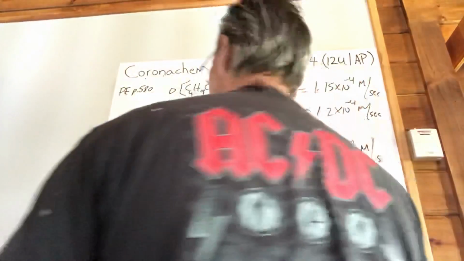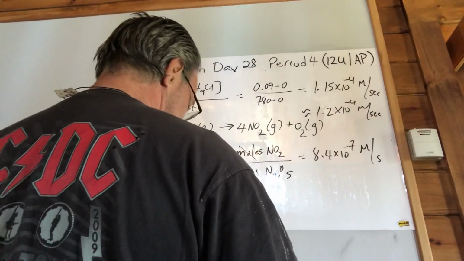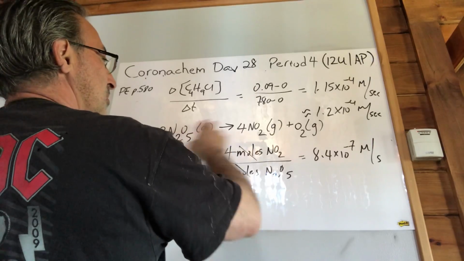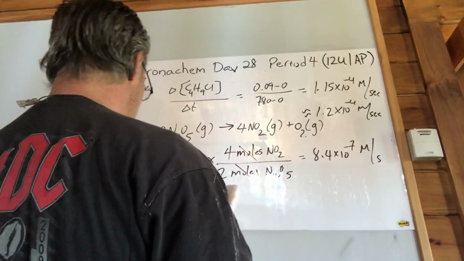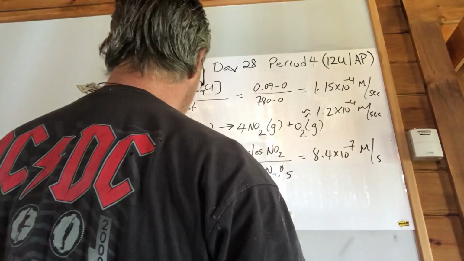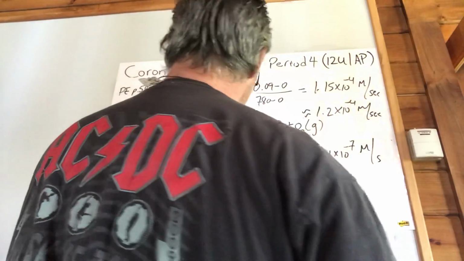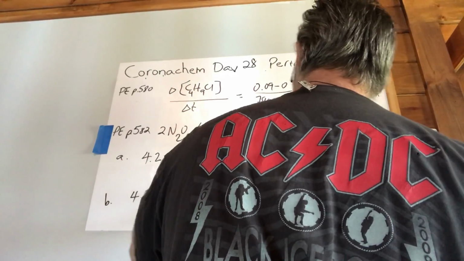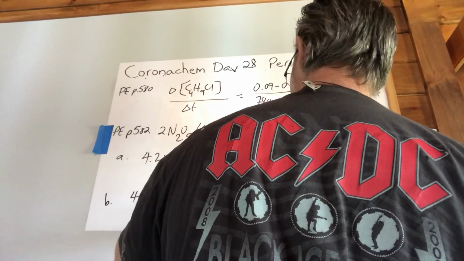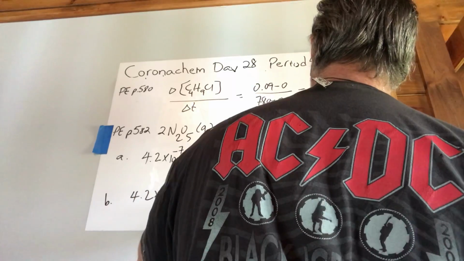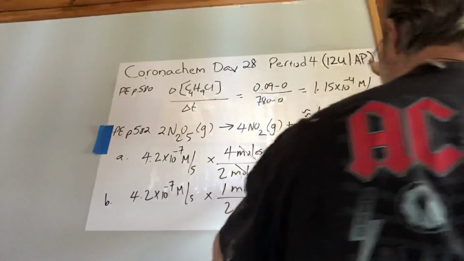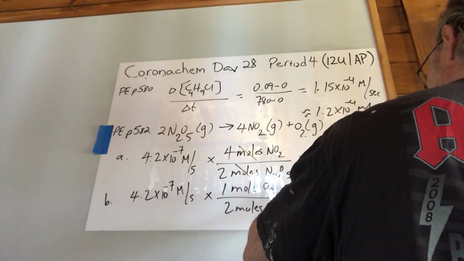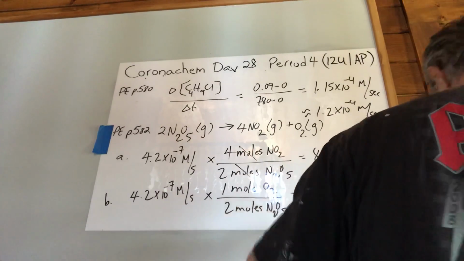For part B, they ask what is the appearance rate of oxygen. So now 2 moles of this disappearing gives you 1 mole of that appearing. So 4.2 times 10 to the negative 7, again molarities per second, times 1 mole of O2 appearing for every 2 moles of N2O5 disappearing, because you're basically taking that number divided by 2. You get 2.1 times 10 to the negative 7 molarities per second.